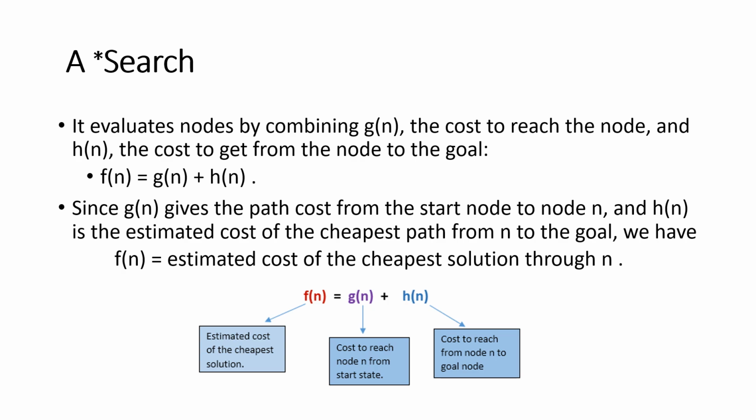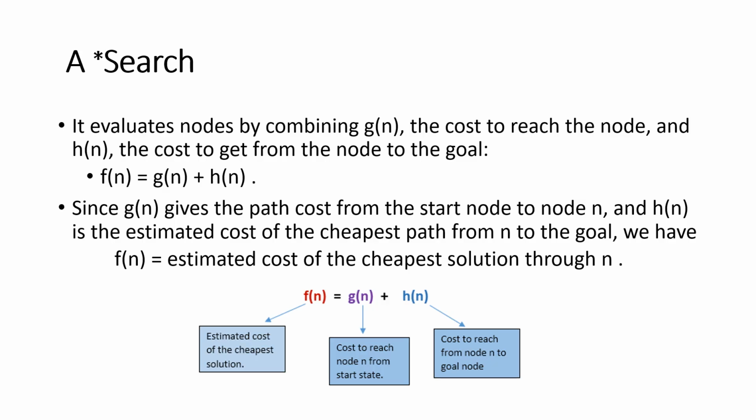So g of n is the cost from the start to the current node, that means how much you have traveled so far, from the start node to the corresponding node. The h of n is the estimated cost from the current node to the goal state, your guess of the remaining distance. So f of n is equal to g of n plus h of n. That means the total estimated cost is the sum of the distance traveled plus the estimated distance remaining.